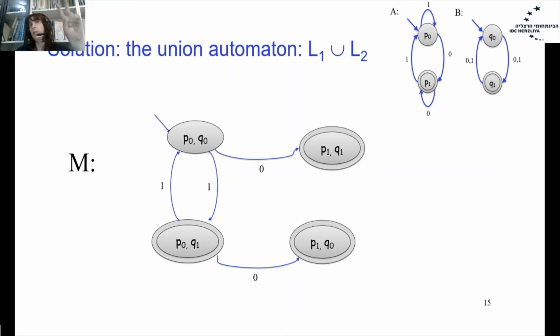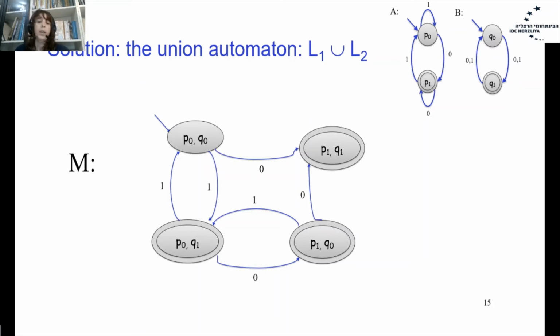Okay, the next state, let's choose P1, Q0. Once again, I have to define two transitions. What do I do with 0 and what do I do with 1? With 0, we move to the state P1, Q1. Why? Because we have a self loop at P1 in automaton A, and we move from Q0 to Q1 in automaton B. For 1, we return to the state P0, Q1, since we move from P1 with 1 to P0, and we move from Q0 to Q1 on 1.